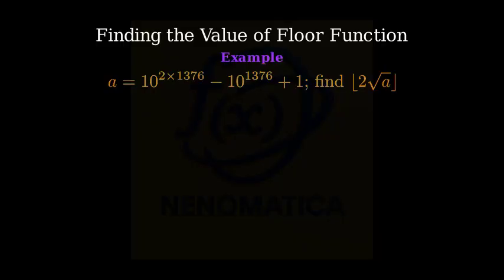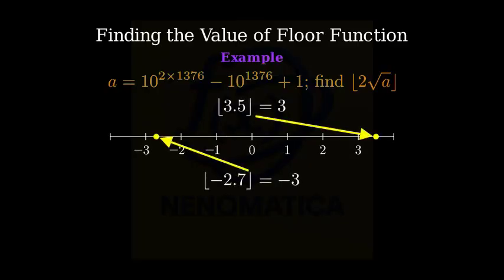Let me explain what the floor function means. The floor function, denoted by these square brackets with a flat bottom, gives the greatest integer less than or equal to a number. For example, the floor of 3.5 is 3, and the floor of negative 2.7 is negative 3.